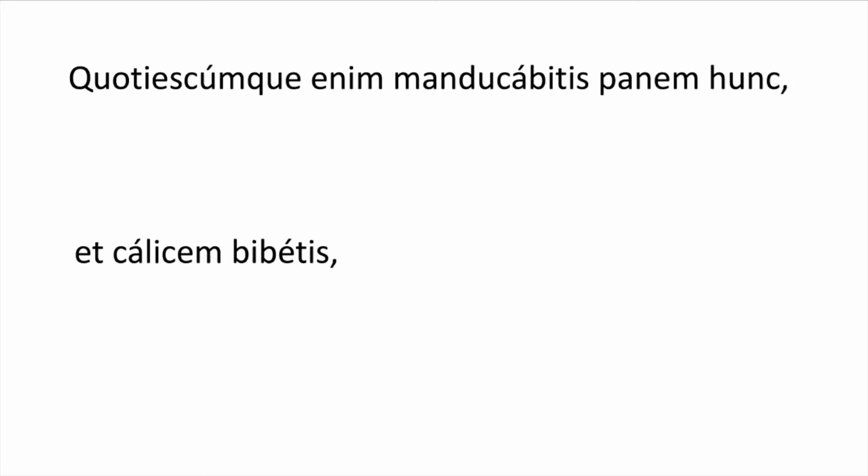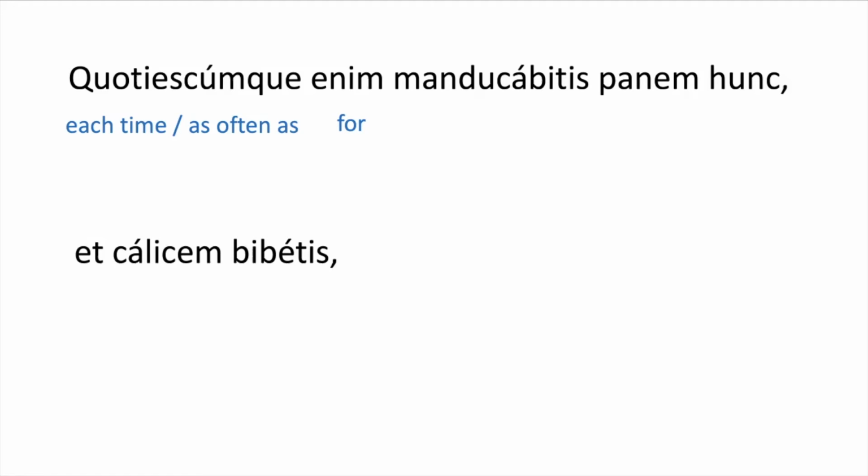Starting out with quoties cumque enim manducabitis panem hunc. I want to start with the word enim because that is actually a conjunction and it means for. So again, this is for as a conjunction. It's more like I'm going to wear short sleeves for it is very hot outside. So we're just going to take care of that conjunction first. So for, and then we're going to tackle this big word at the beginning, quoties cumque. That's actually multiple words, quoties, cum, and que, all put together. When it mushes all together like that, it means each time or as often as.